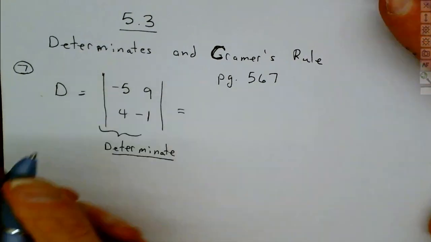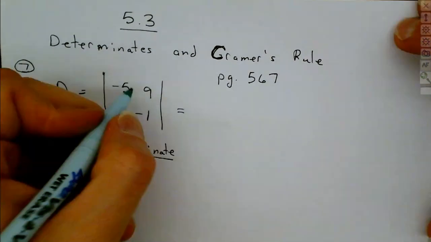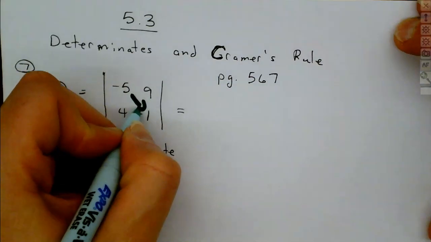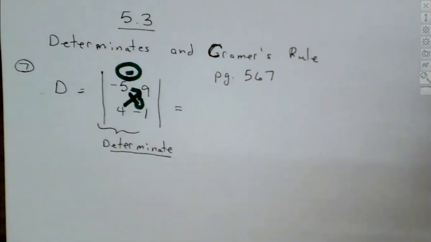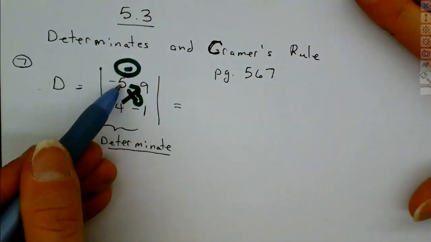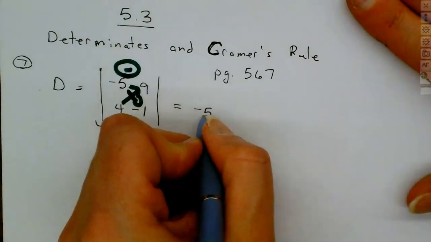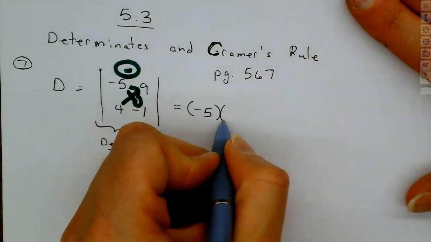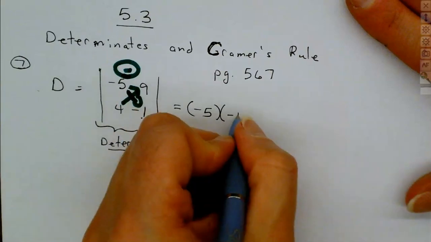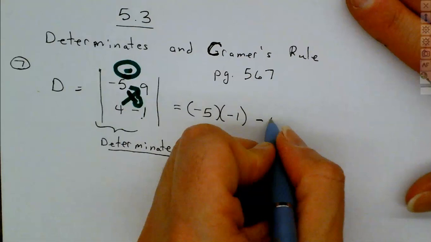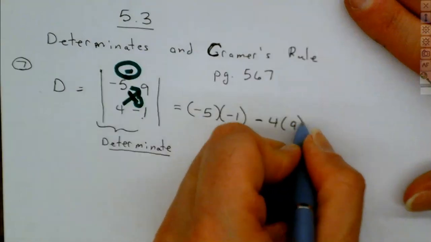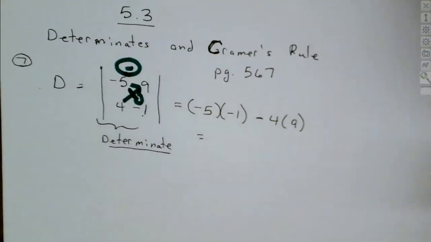Now, what we do for these determinants is we multiply on the diagonals and subtract. So when it's 2 by 2, we multiply on the diagonal and subtract. So we have a negative 5, right, times a negative 1 here. And then we have a minus, because you always put a minus in the middle. 4 times 9. And determinants come out to be a number.